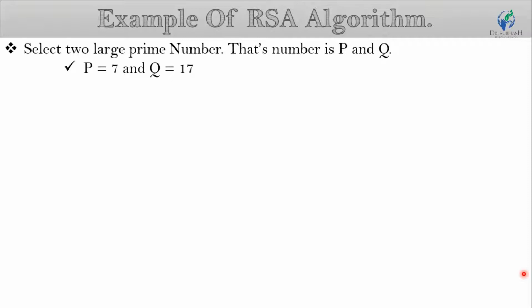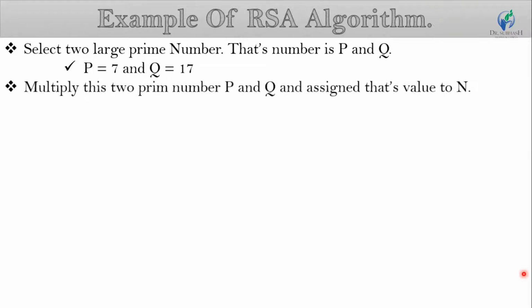Now, in the next step, we multiply these two prime numbers P and Q and assign that value to n. So, n is equal to P multiplied by Q. Now, we put the values of P and Q in this equation. So, P is 7 and Q is 17. Now, the answer is 119. So, n is equal to 119.